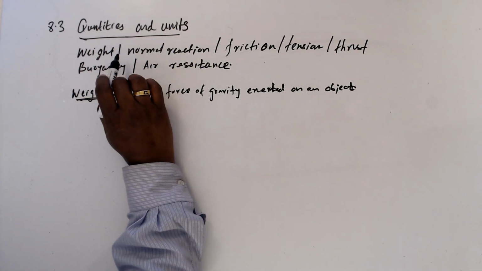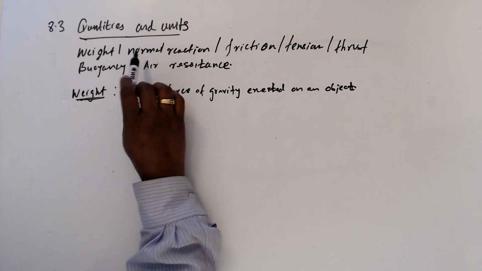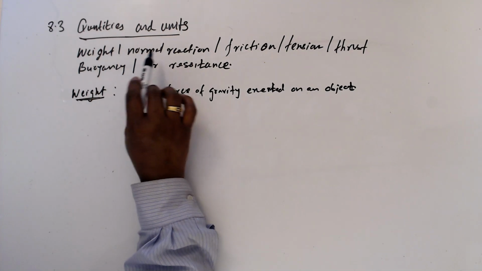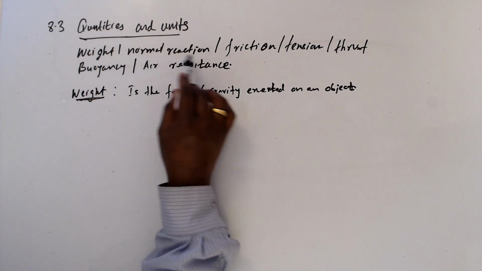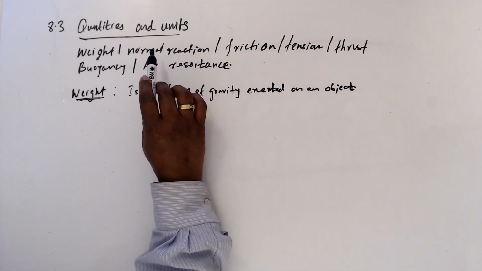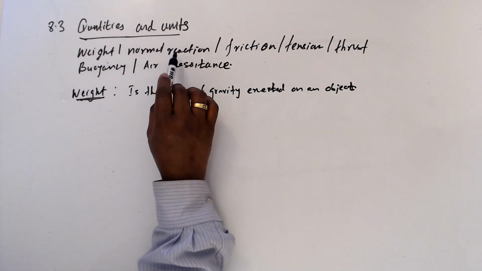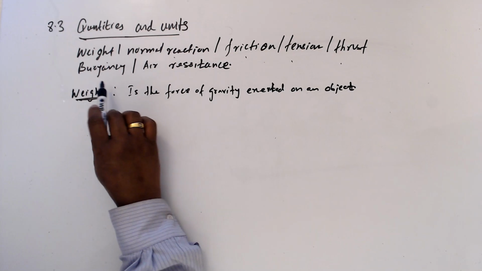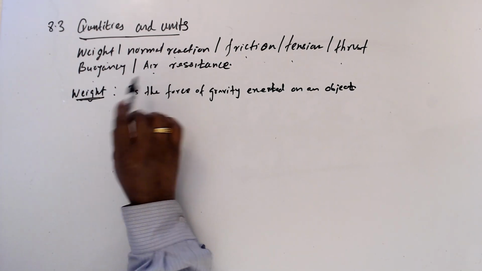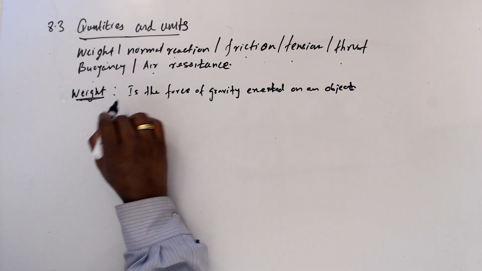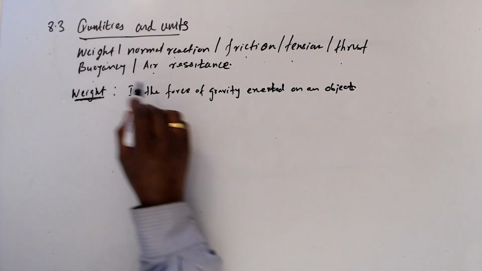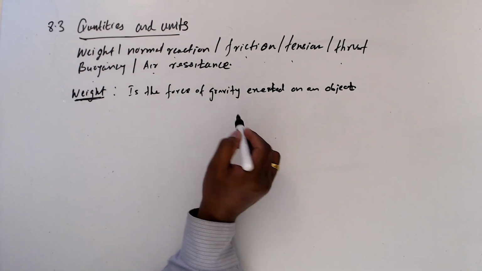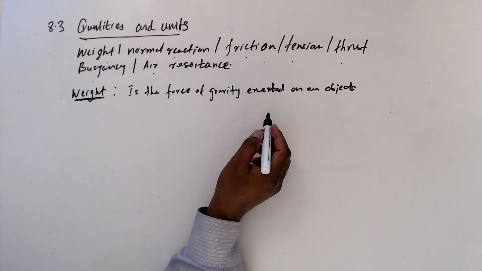Chapter 8.3 Quantities and Unit. Initially, we'll discuss the variety of forces: weight, normal reaction, friction, tension, thrust, buoyancy, air resistance. We'll discuss weight first. Weight is the force of gravity exerted on an object.